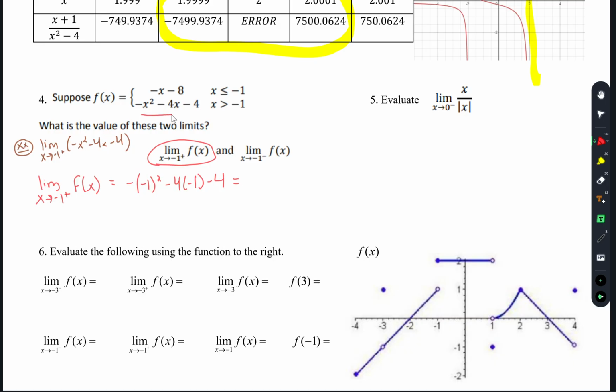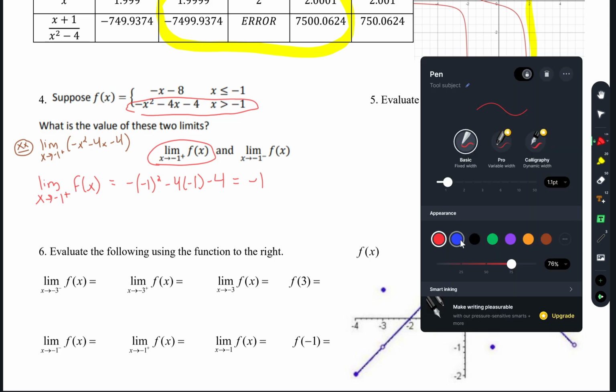So that's why I'm using this one, because that's where x's are greater than -1. So I'm coming from the right side of it. And then the algebra, I think that was -1. Is that right? Yeah, because the 4's cancel. So that ends up being -1.